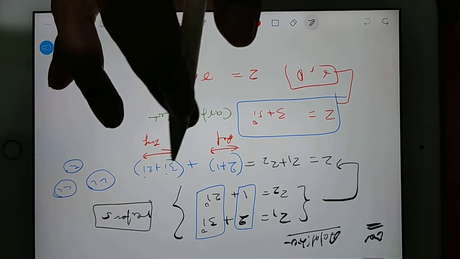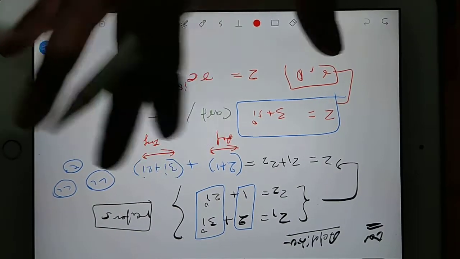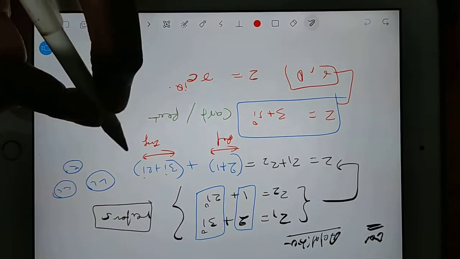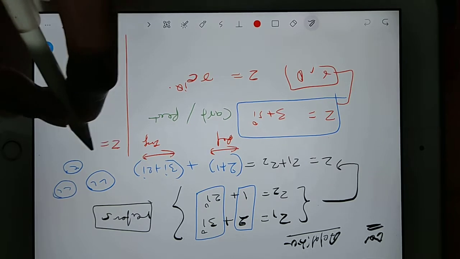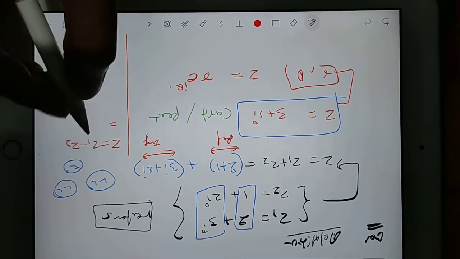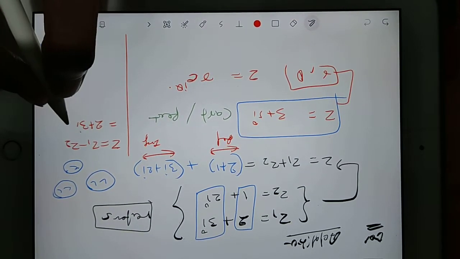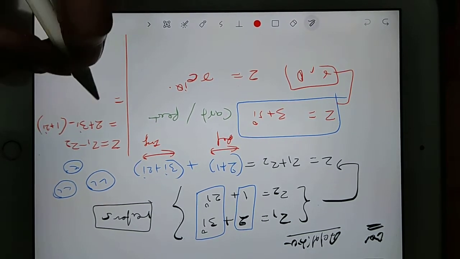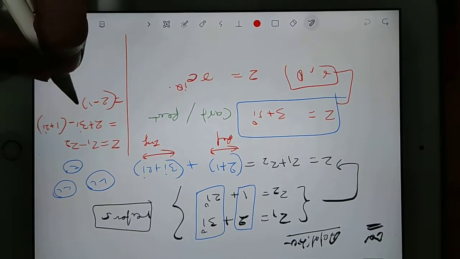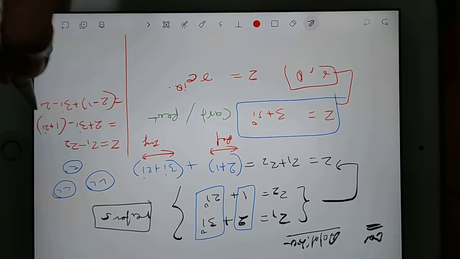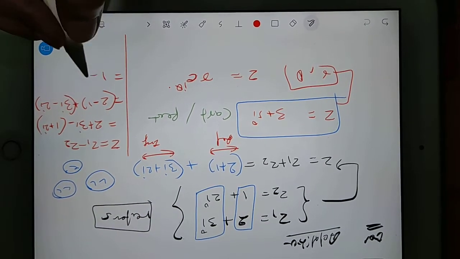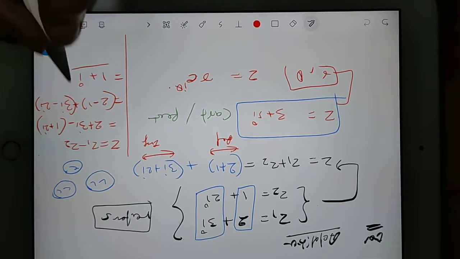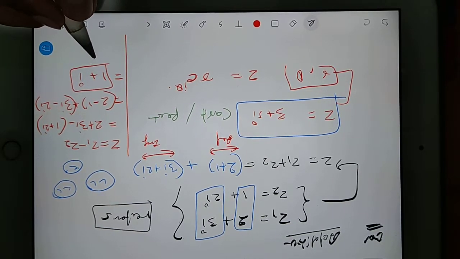In case of subtraction, simply we'll subtract the way we used to subtract. So suppose you have to find out z is equal to z1 minus z2. In that case, 2 plus 3i and put minus sign 1 plus 2i. Simply you subtract. So 2 minus 1 you write together, and 3i minus 2i you write together. So it is going to be 1 plus i. So this became your new complex number.